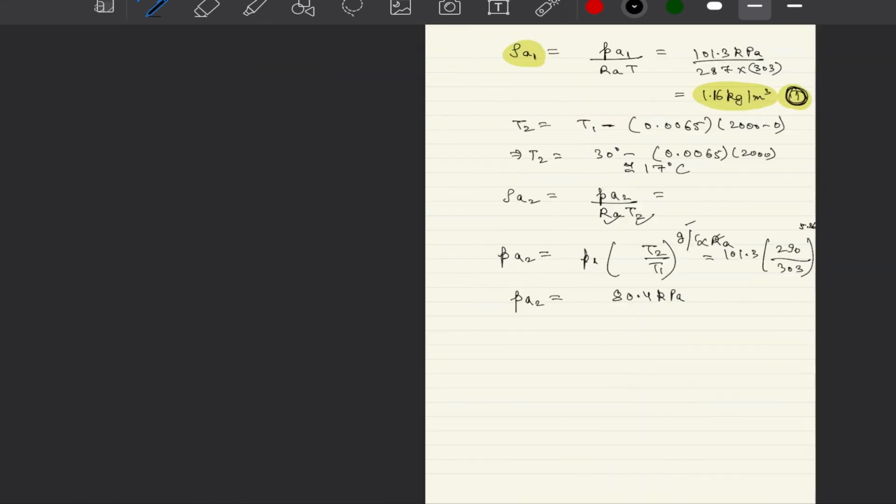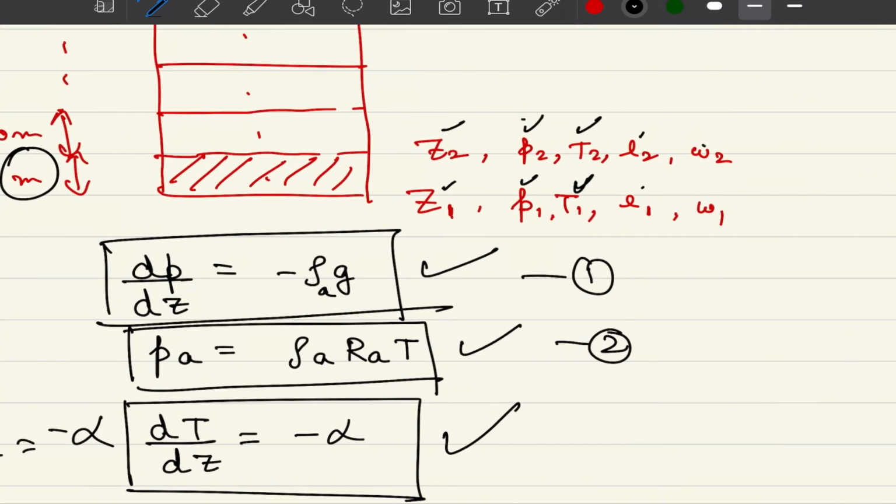So again, we will go back to the figure and we will say that we have determined T1 as 30 degrees Celsius. T2 has been determined as 17 degrees Celsius.